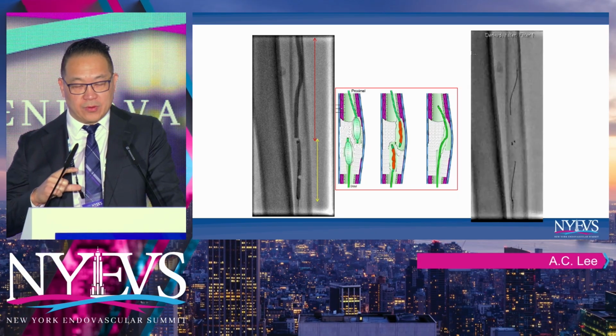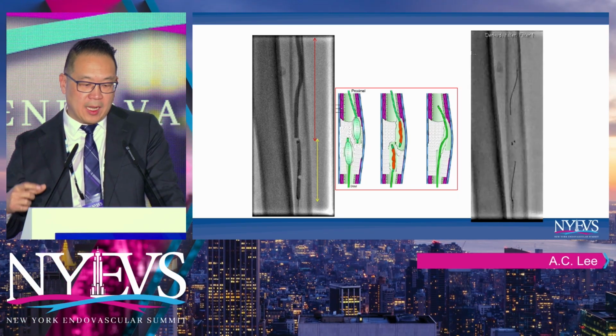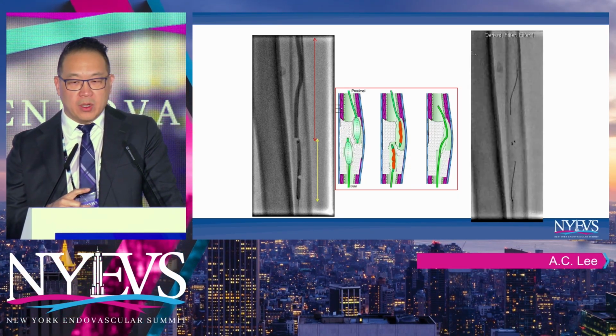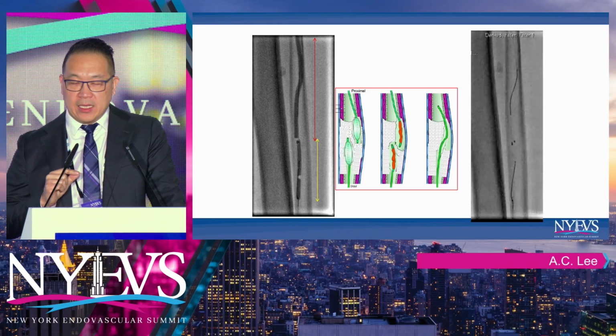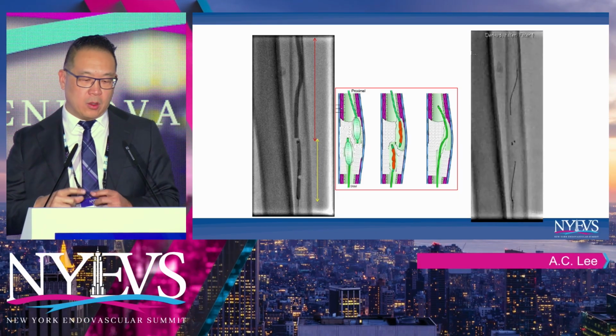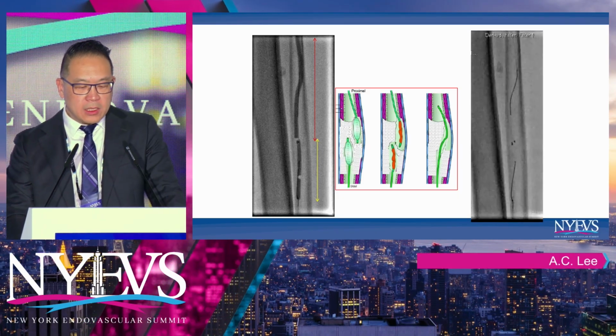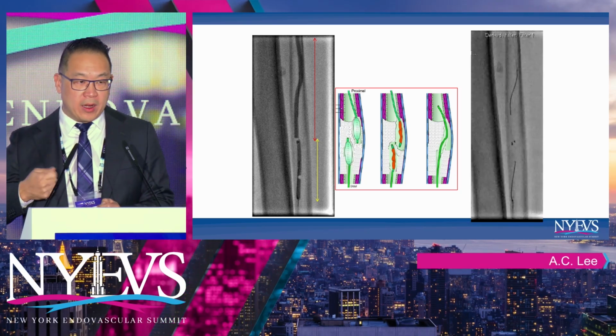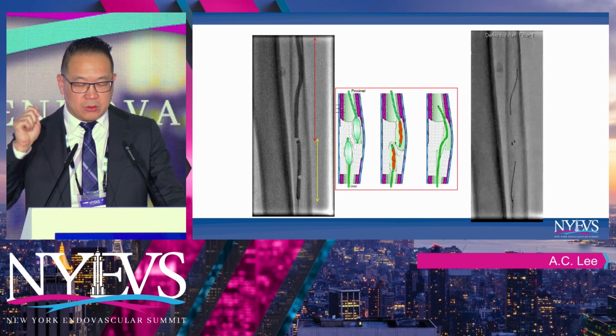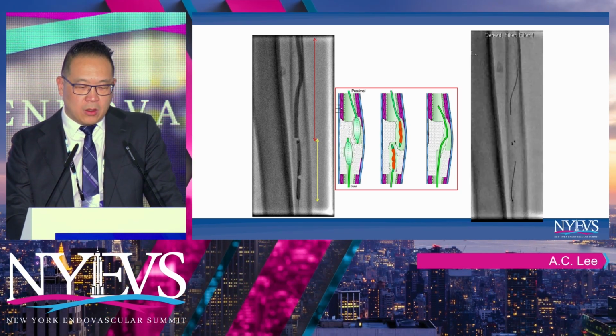So I personally line up just the markers. I don't overlap the balloons very much. I know some good operators that overlap a lot more. I'll start this way. If I can't get across, then I get a little more aggressive and overlap a little bit more. And even when they're overlapped, I'll take the wire and subintimally try to scrape up the artery to cause a fenestration.